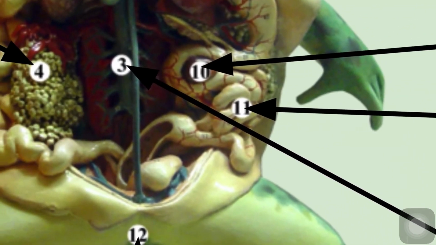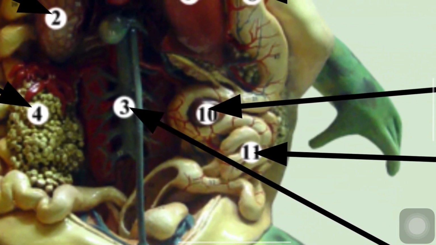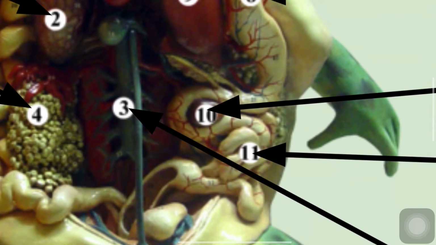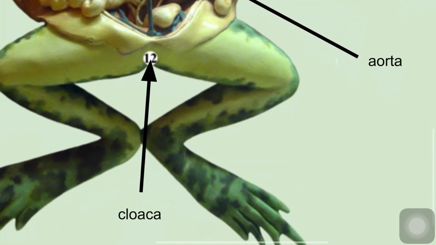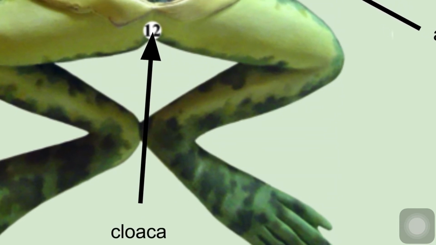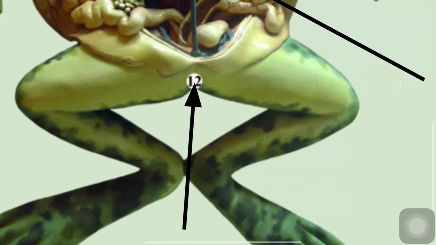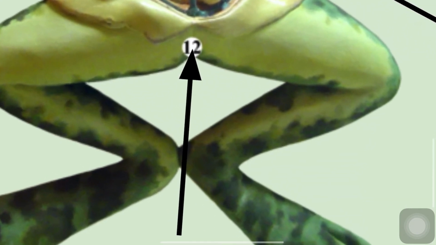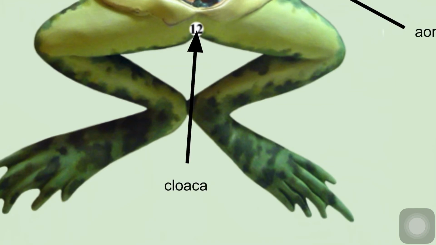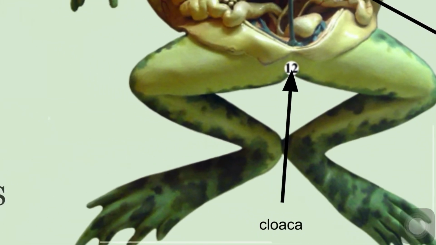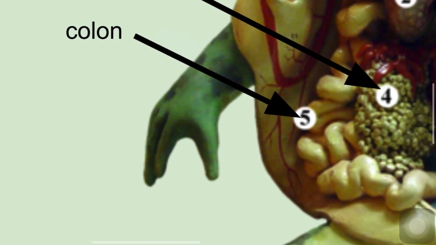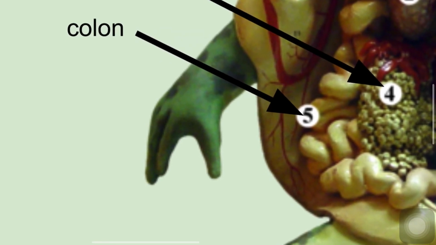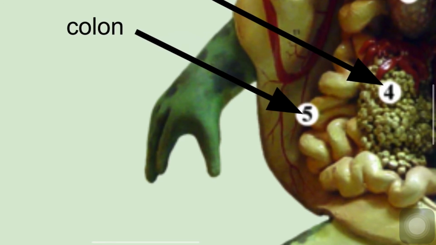And here, labeled with number 3, is the aorta. The aorta is the main artery that carries blood away from the heart to the rest of the body. And here, number 12 is also known as the vent, which serves as the exit cavity for the excretory, urinary, and reproductive systems. And this right here is the colon, labeled with number 5. This reabsorbs fluids and processes waste products from the body and prepares them for elimination.